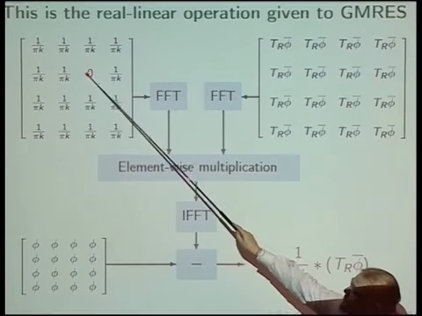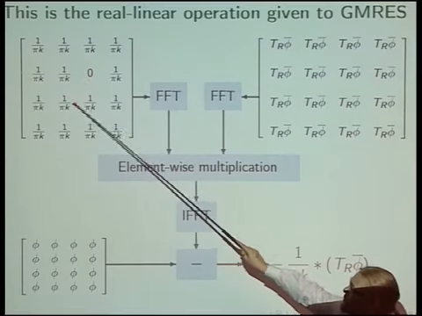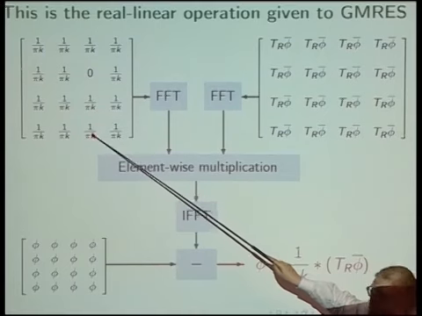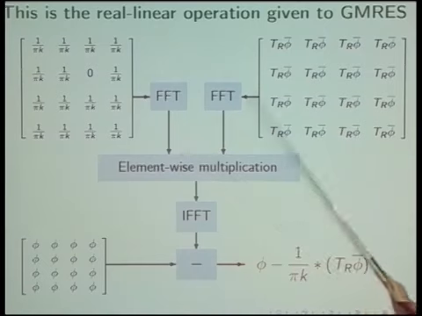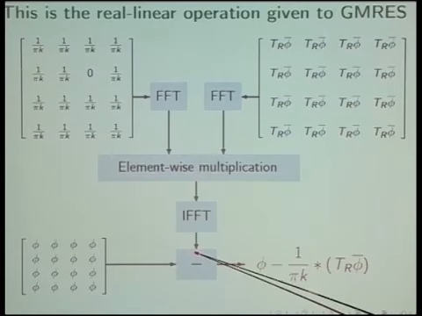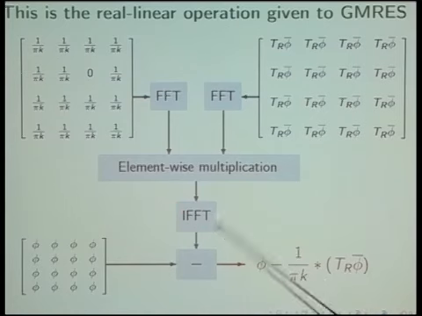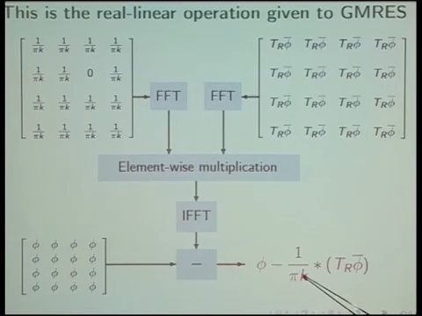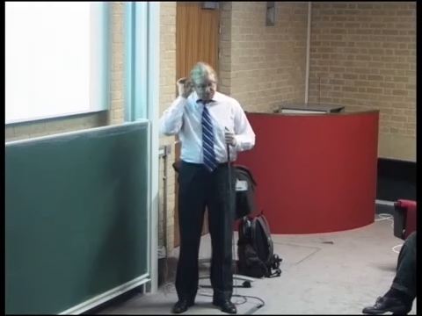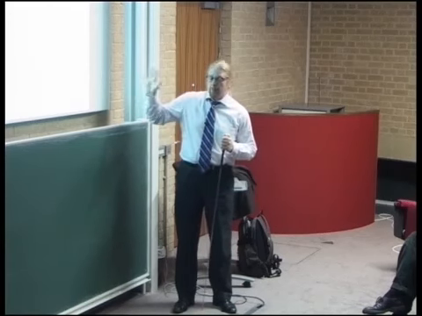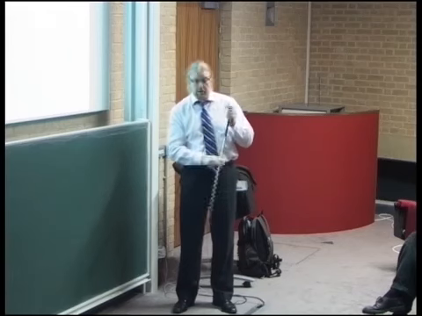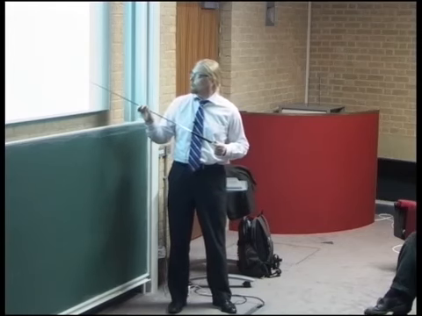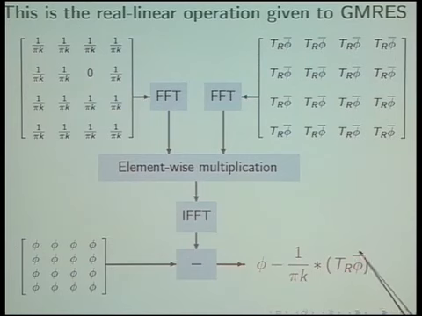At the origin we just put 0 here because it's singular, and in other places we just put this 1 over pi k at the grid points. Then we take FFT, multiply, inverse FFT. This takes care of the convolution, and then we just subtract. So this is the way to implement phi minus 1 over pi k convolution multiplication of phi in a nice way, keeping the real and imaginary parts separate, because this is not a complex linear operation here.